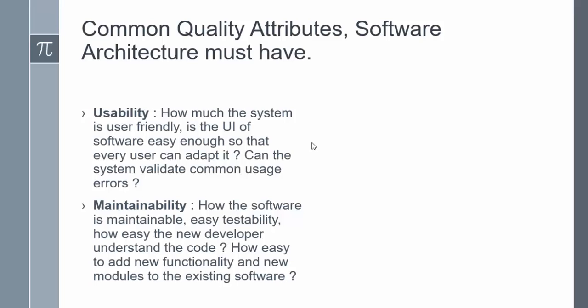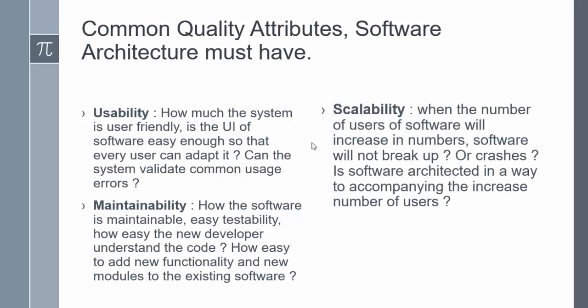And how easy is it to add new functionality and new modules in the existing software? So this is also a point of maintainability. If we have designed a software that is not easily maintainable, which means that if we want to add some new modules in our existing software, it is very difficult to add a new module, then what is the purpose of developing the solution? This way, our application is going to flop in future. So a good architect must consider these possibilities, these quality attributes.